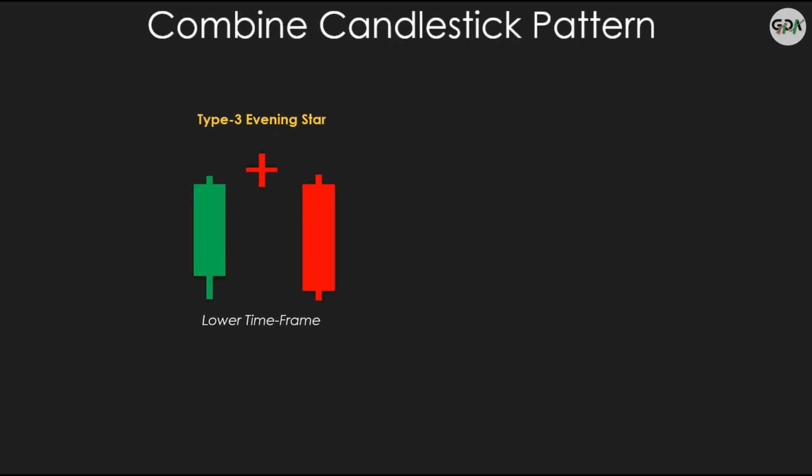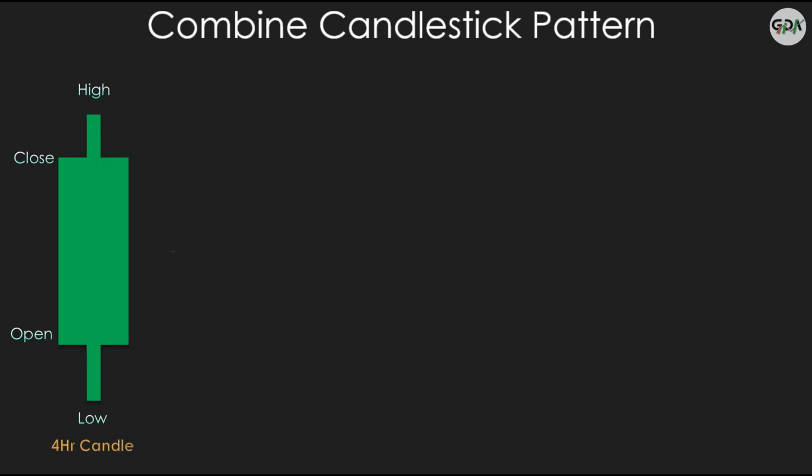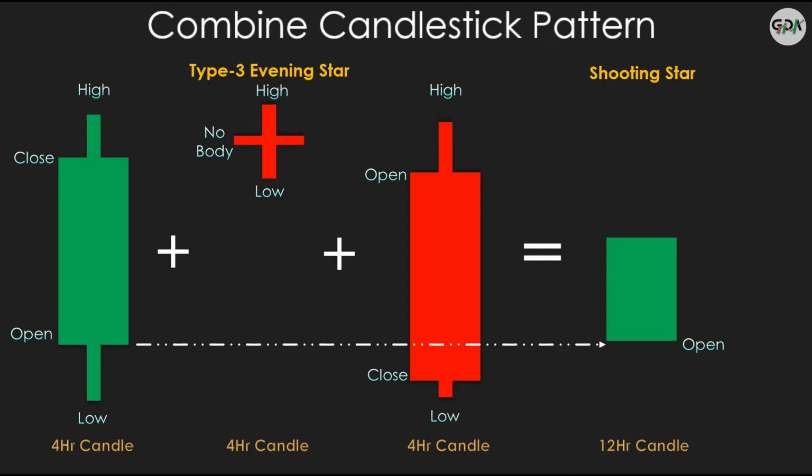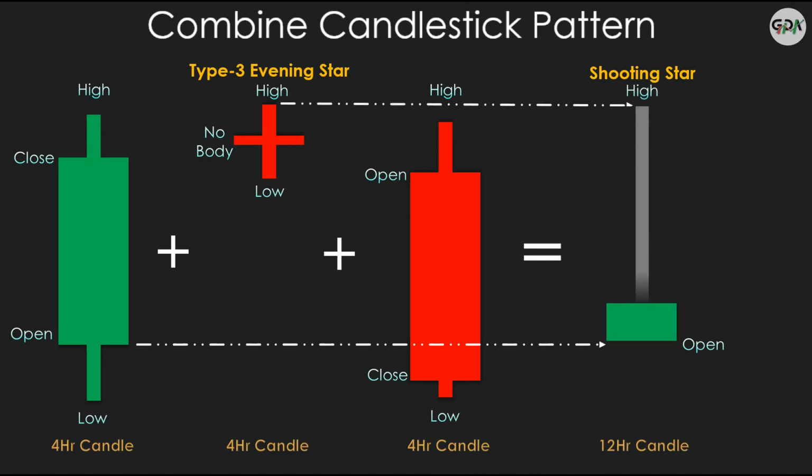Guys, here is the type 3 evening star. It's a combination of 3 candles in a lower time frame into 1 candle in a higher time frame. For example, we will take 3 4-hour candles. The first one is a solid green candle. The second candle is an indecision doji. And the third one is a solid red candle, which closes below the open price of the first green candle. Here also, the closing price of the third red candle is a key point. The resultant candle will be a shooting star formed in the higher time frame, which is the 12-hour time frame.